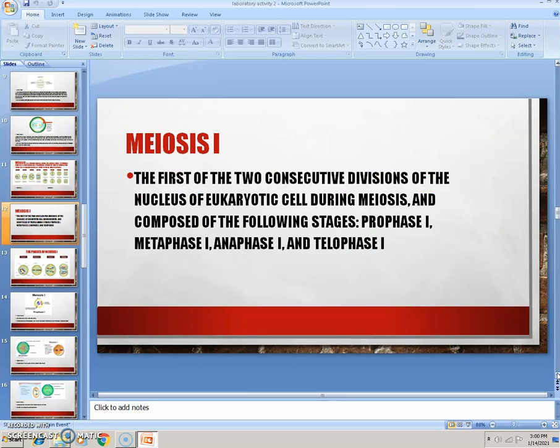Meiosis 1 is the first of the 2 consecutive divisions of the nucleus of a eukaryotic cell during meiosis, and is composed of the following stages: prophase 1, metaphase 1, anaphase 1, and telophase 1.